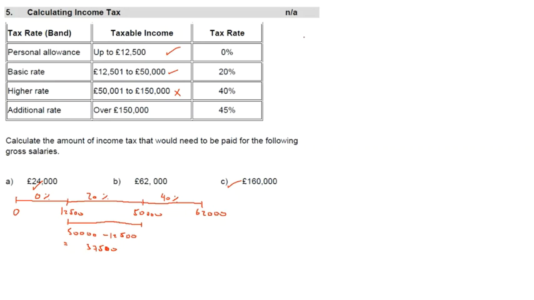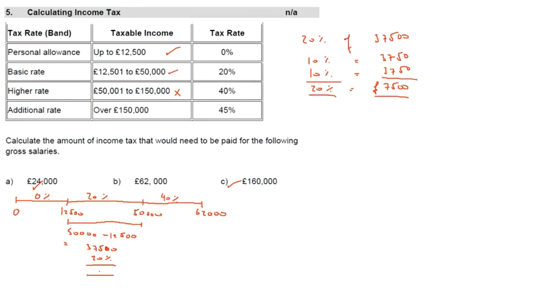So I'll do it up here. If you want to find 20% of 37,500, I would find 10%, which is 3,750, and I'll find 10% again, which is 3,750. Add them together, and you get that 20% is 7,500. So 20% is 7,500.